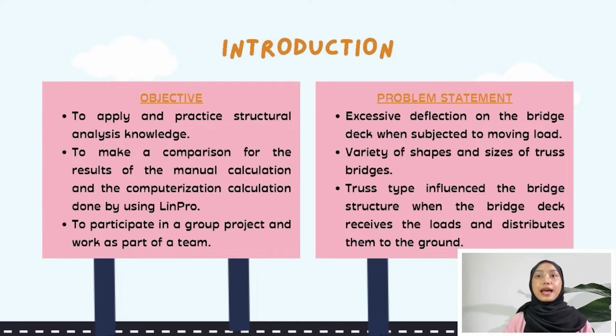For the problem statement, excessive deflection on the bridge deck when subjected to moving vehicle loading or walking people is one of the most critical or dangerous aspects of truss bridge structures. Truss bridges come in a variety of shapes and sizes, hence the degree of determinacy of the bridge structure has to be calculated. The type of bridge truss to be considered will have an impact on the bridge structure when the bridge deck receives the loads and distributes them to the ground.